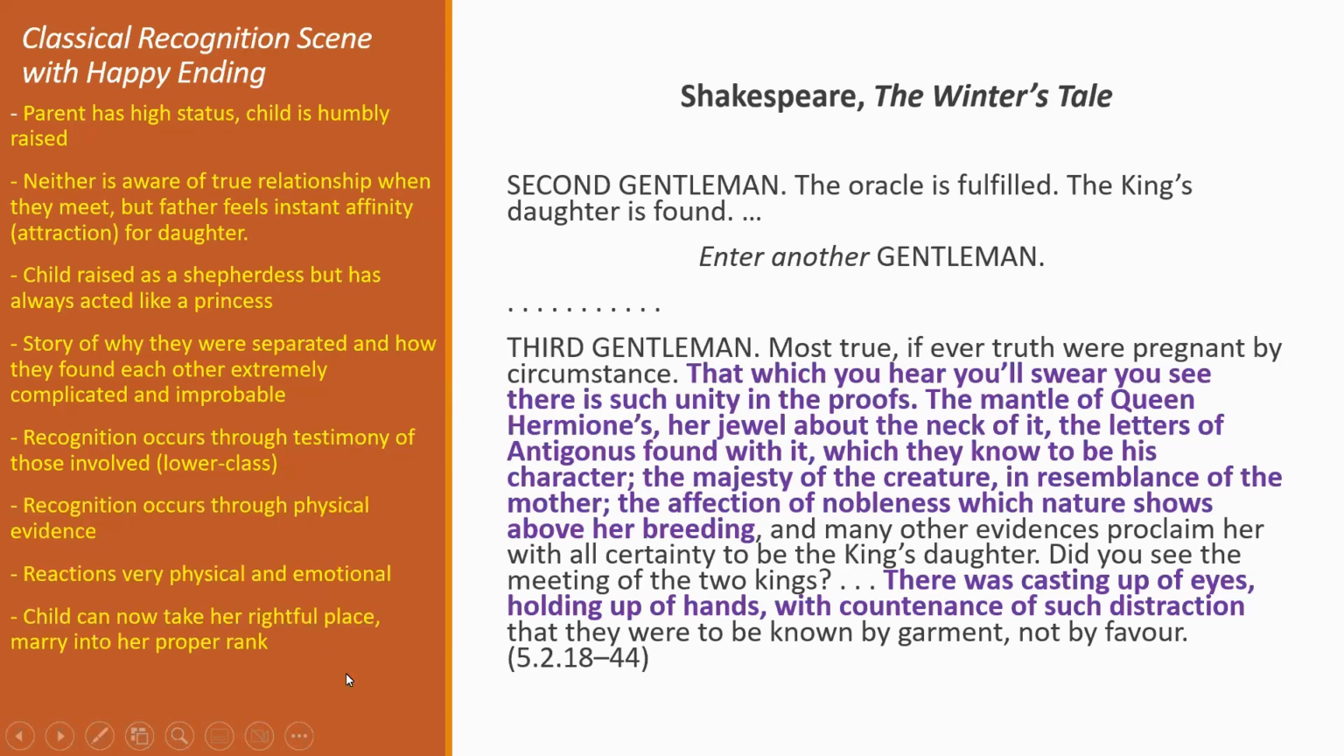Okay. And as a result of this recognition, the child can now take her rightful place and marry into her proper rank. So one of the things to think about when you're writing your story is wrapping it up a little bit. What can happen now that the truth is revealed? What changes for these characters going forward? And we'll see some more examples of that. In Oedipus's case, the consequences are pretty dire, but here the consequences are very good. And again, incest is raised as a possibility, but in this case, it's avoided in time.